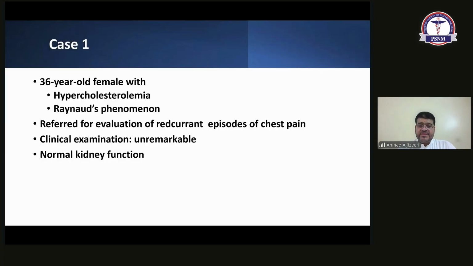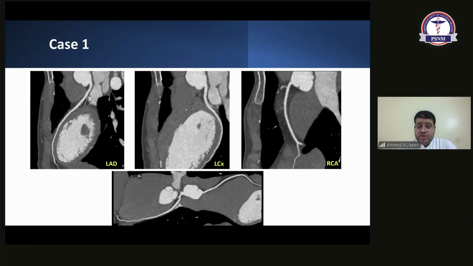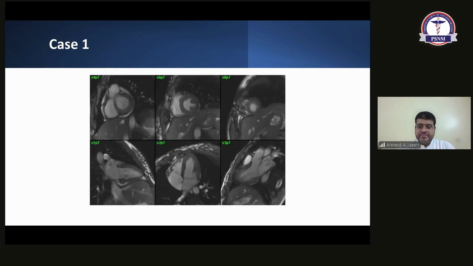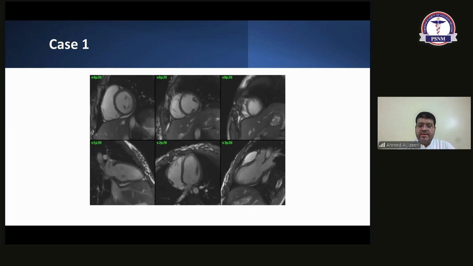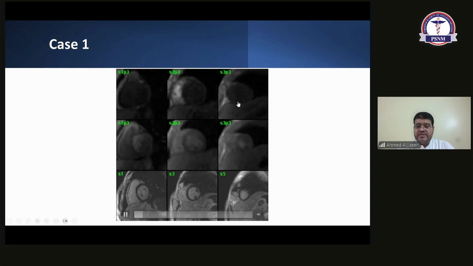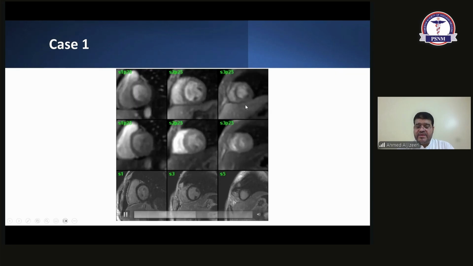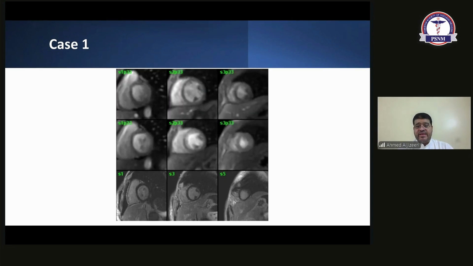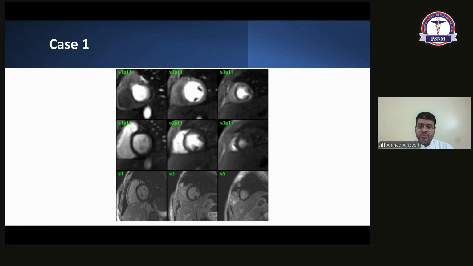So back to our cases. You remember our case was a young patient with hypercholesterolemia and Raynaud phenomenon. She had pristine coronary arteries, as you know, but unfortunately, she continued to have chest pain. Because she is very young, we decided to do a regadenoson stress CMR. And this is her function. As you can see, she has normal function, normal volume, normal contractility. But when we did the perfusion, you could see here that she has a significant perfusion defect in the apical segment, indicating INOCA. Therefore, this patient actually has microvascular dysfunction that can be easily missed in a patient with normal coronary arteries.